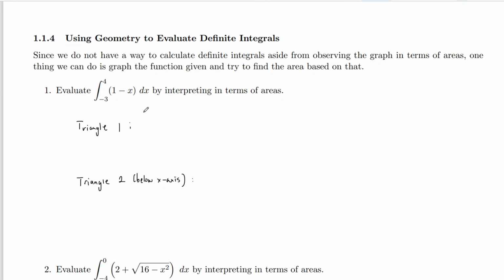Okay, so we've got 1/2 times base times height, but the base and height are both 4, so we got 1/2 times 16, which is 8. 16 over 2 is 8.